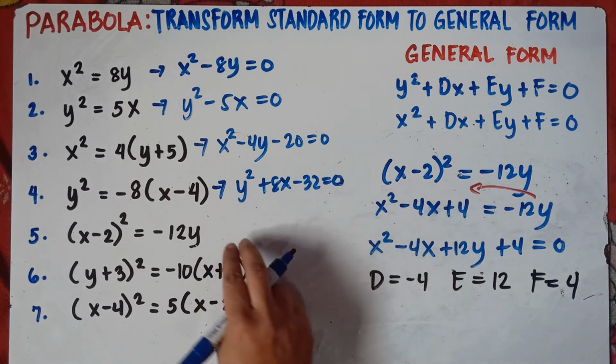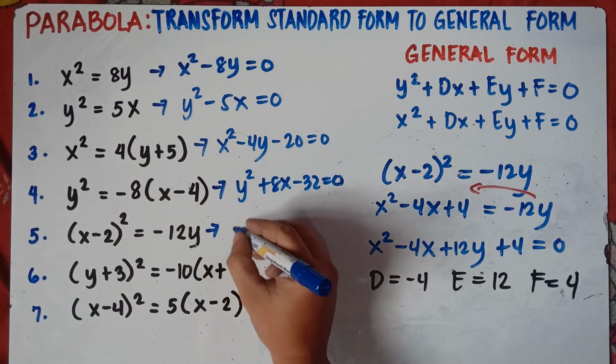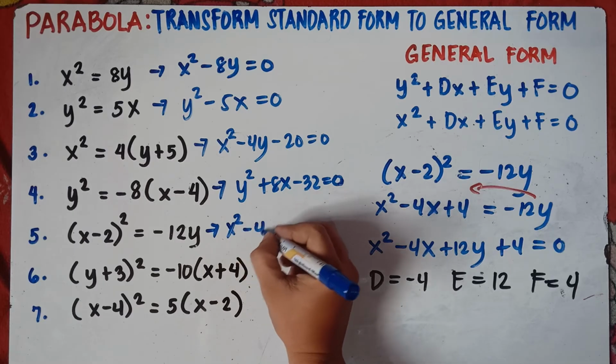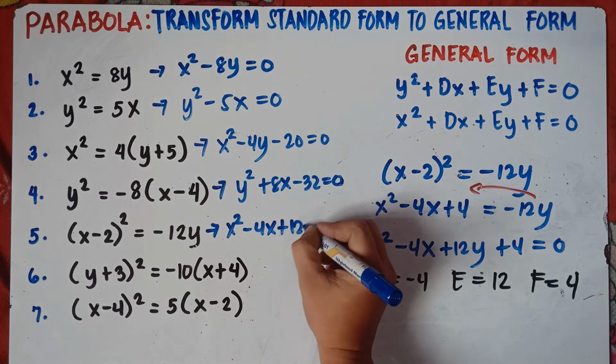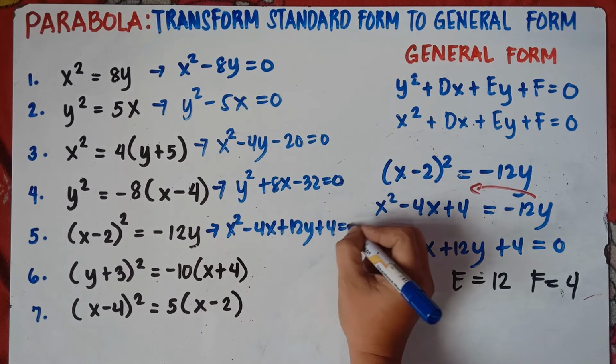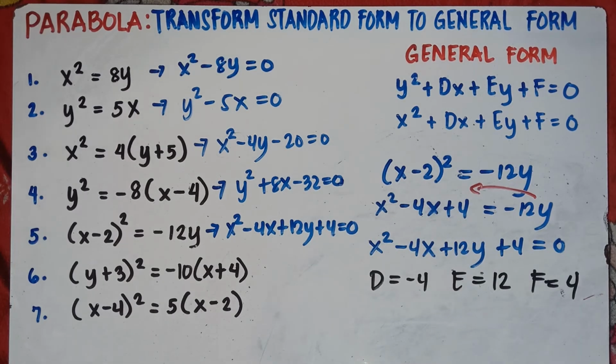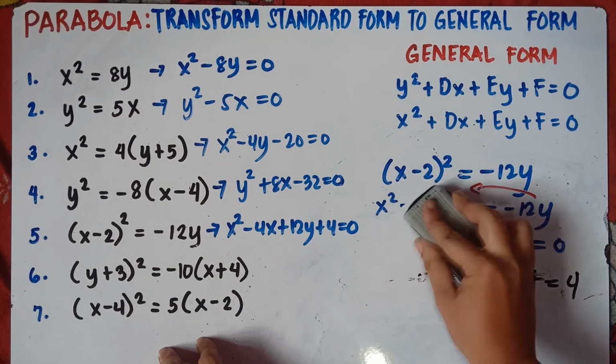So let me check if we can. We don't have enough space, class. x squared minus 4x plus 12y plus 4 equals 0. Alright, that's the answer for number 5, class.